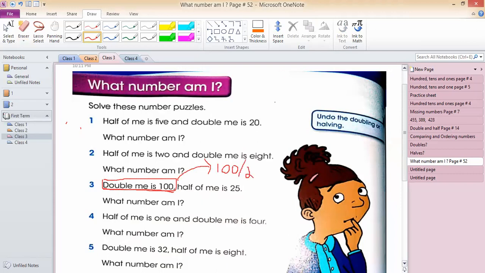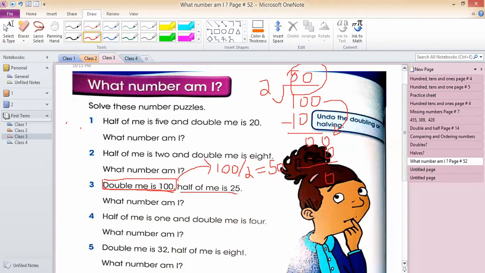So 100 divided by 2 is equals to what? Divide 100 by 2. 2 outside. 2, 5, 10. 10 minus 10, 0. This 0 will be down now. 2 multiplied by what will give you 0? 2 multiplied by 0 will give you 0. And this is your answer, 50. So 100 divided by 2 equals to 50. So the answer is 50. That means the number is 50. Or check your answer with the second hint also. Half of me is 25.